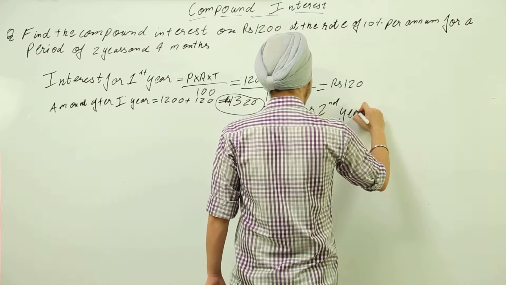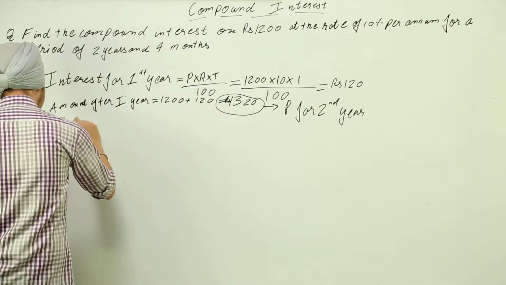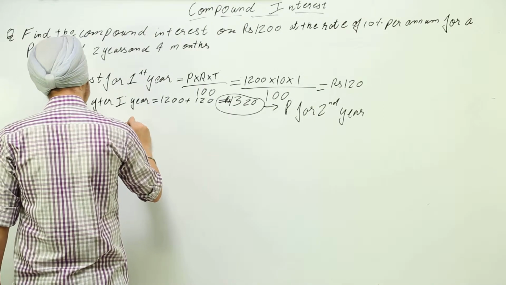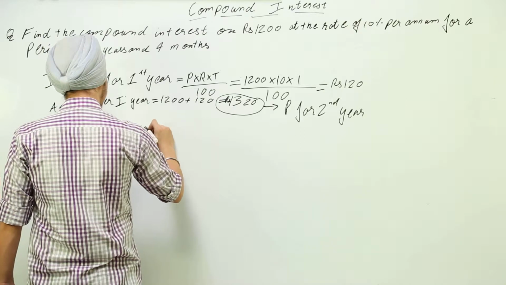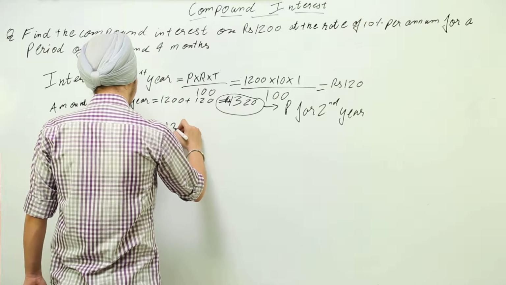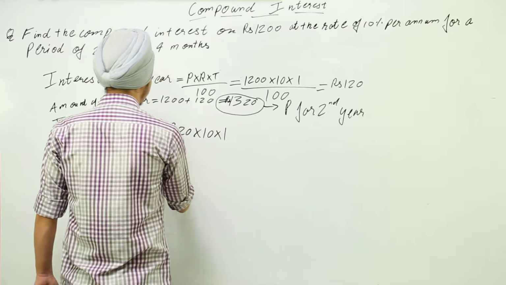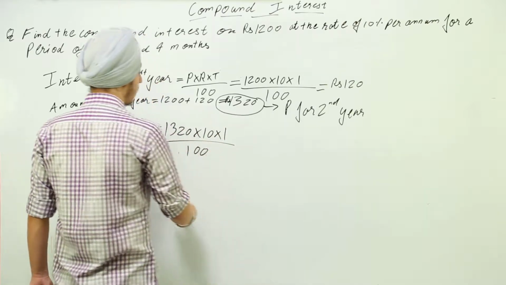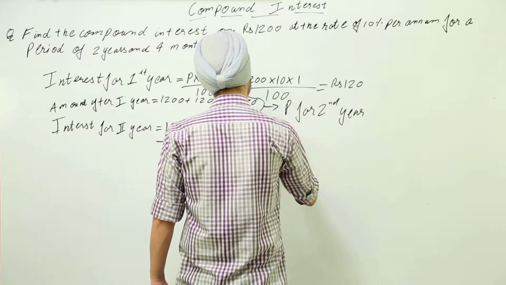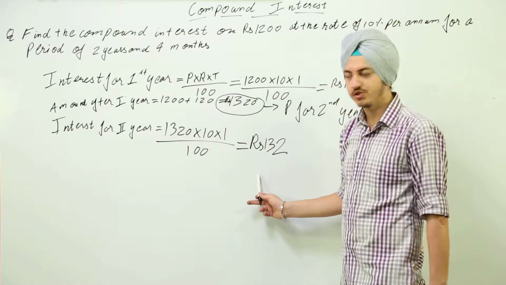second year. Now we take the interest for second year is equal to, we take the principal 1320 into 10 into 1 upon 100. This comes out to be equal to rupees 132. Now the interest for the second year is 132 rupees.